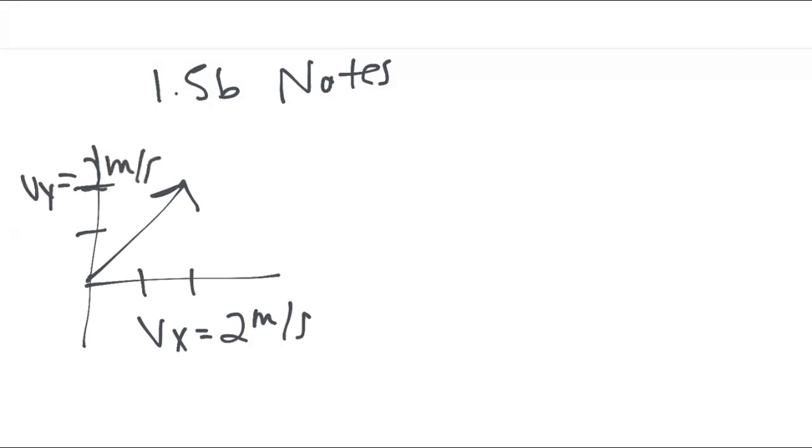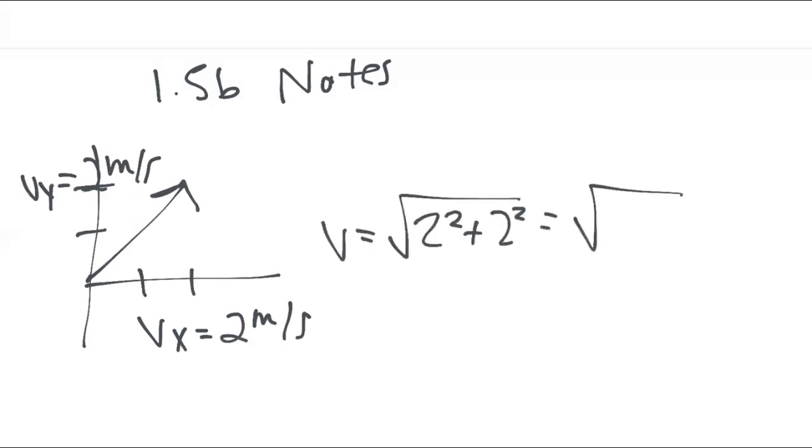Then you would have found out, okay, what is my hypotenuse? You would have said the velocity is the square root of 2 squared plus 2 squared, which gives me the square root of 8. I do have a calculator. We get the square root of 8 to be about 2.8 meters per second. That was AP Physics 1.